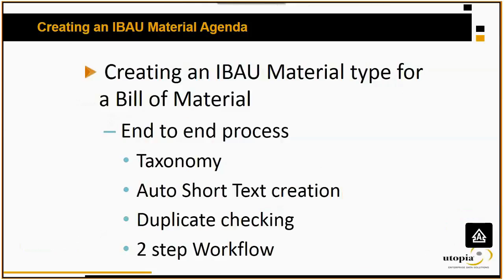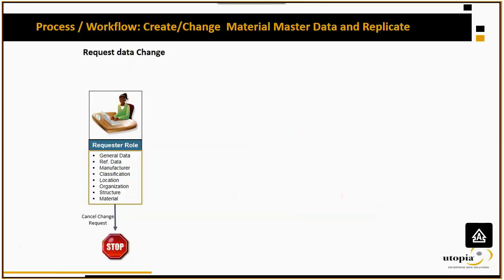Today we're going to be creating an IBAUU material type for use in a bill of material. We're going to show you the end-to-end process using taxonomy to create the short text, to also do duplicate checking, as well as a two-step workflow. The requester can enter all the general data that is required into the change request.